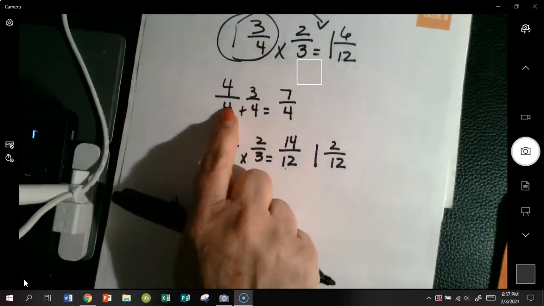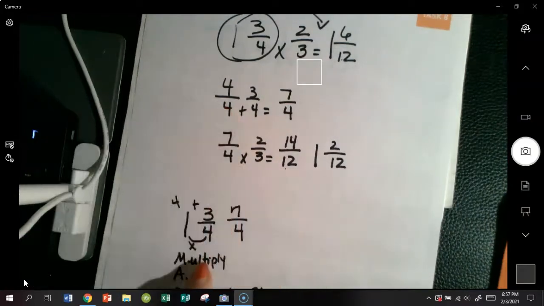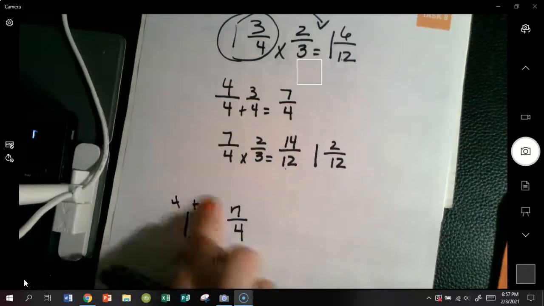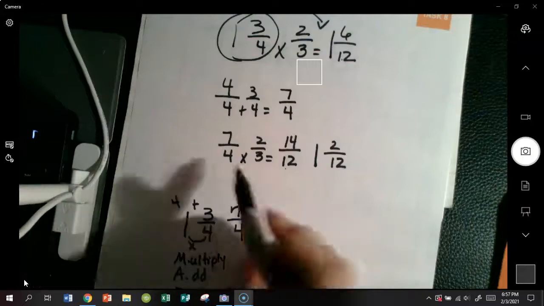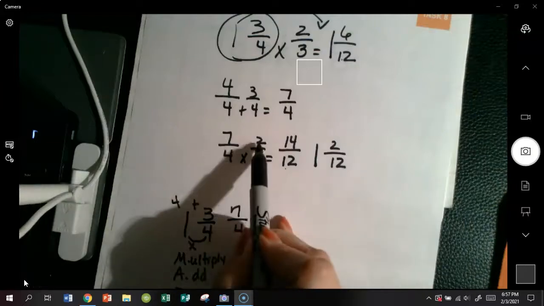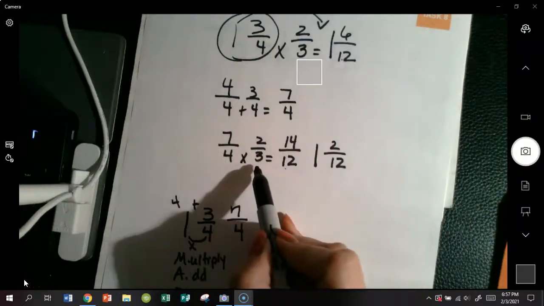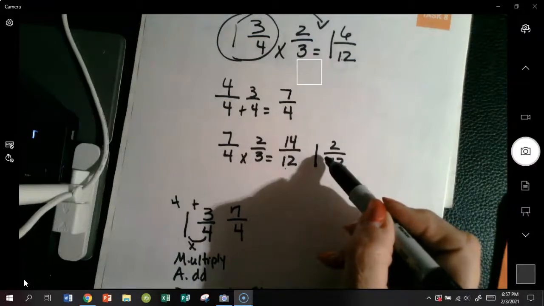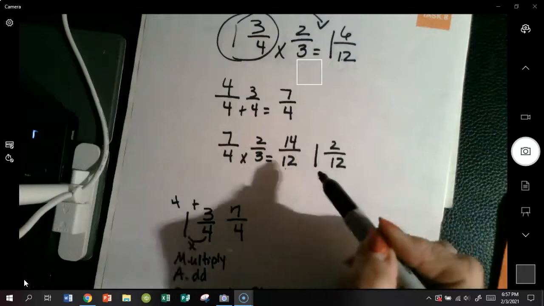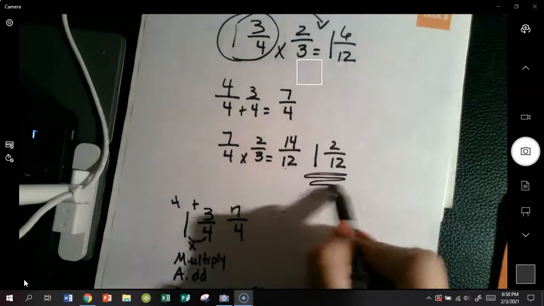One way to do it is what we did right here. Or we could use the MAD method and turn the mixed number into an improper fraction, but we still get the same improper fraction, 7/4. So once you've taken care of that, then yes, we can follow Mandy's algorithm of just multiplying the numerators, multiplying the denominators, getting 14/12, which is an improper fraction, converting it into a mixed number.